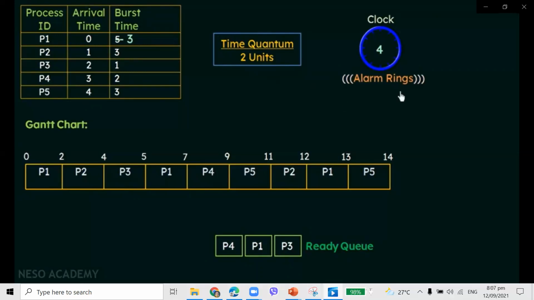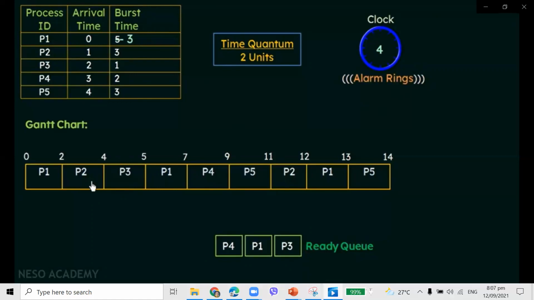So the alarm rings, which signifies that the process that is currently executing should be preempted and the CPU should be given to the next process waiting in the ready queue. So which was the process executing? It was P2. P2 was the one using the CPU, and at time 4, P2 has to be now preempted and the next process should be given the CPU.